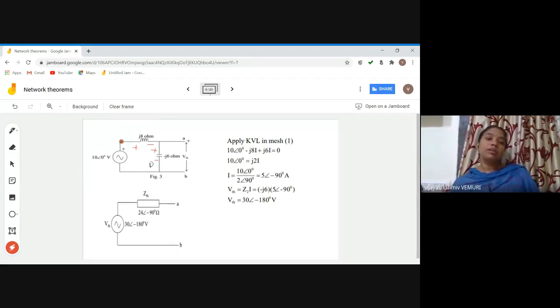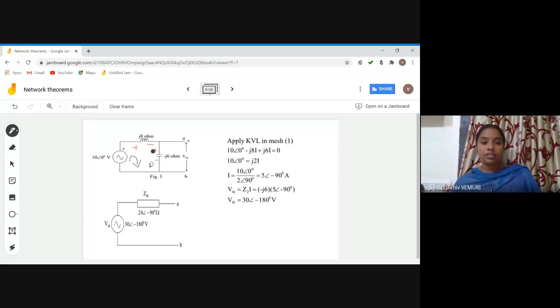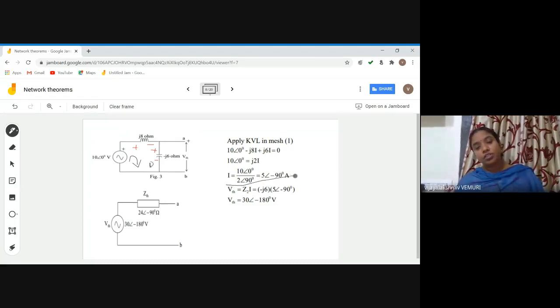You start from here, plus j8 into I. Let us suppose the current flowing here is I, as already shown. Plus j8 into I, plus minus j6 into I, next minus 10 at an angle 0 volts is equal to 0. Anyhow, we will get the same answer. Have you got it? You just check.